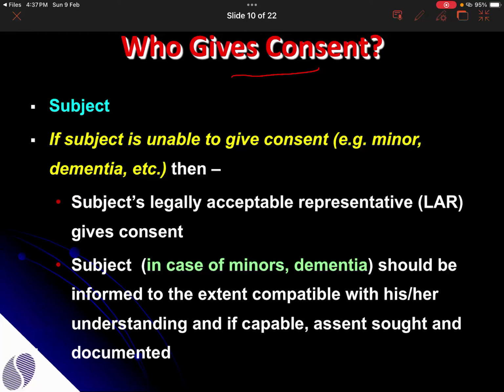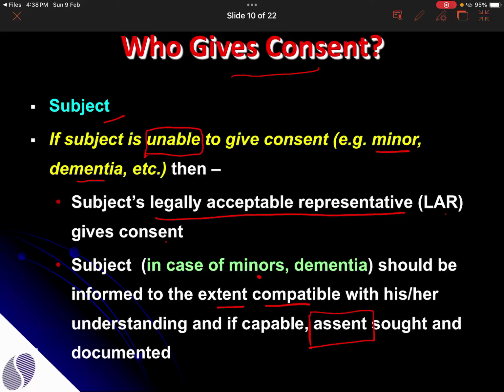The very first thought is, 100% okay, that the subject can give the consent, right? It's completely fine. But if the subject is unable to give consent, that is, the patient or volunteer is a minor, or they have some mental condition, then a legally acceptable representative, LAR, can give the consent. So the subject, in case they are a minor or have some other mental condition, should be informed to the extent they are capable of understanding. For children, you mostly take an assent.